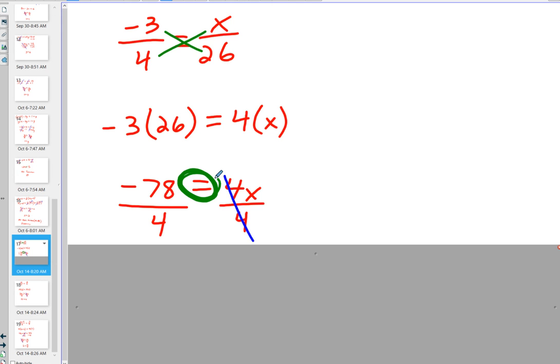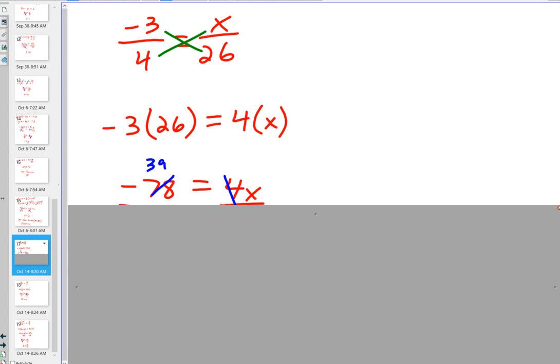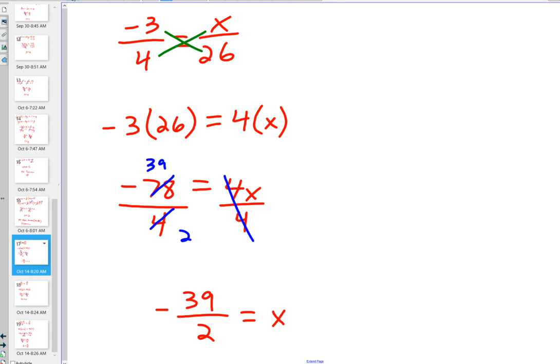So let's just say that these can't be divided completely because we want to stay away from decimals. What other number do we know that I can divide both of those by, since they're both even? 2. So divide them both by 2 instead, and then we'll live happily ever after in the land of fractions. Leave it as negative 39 over 2.